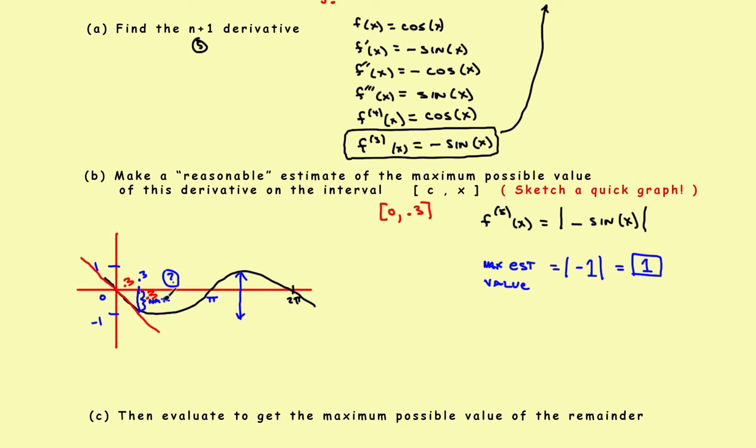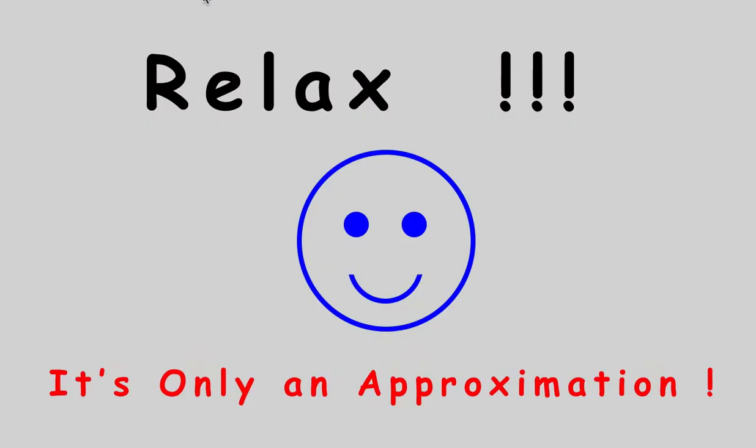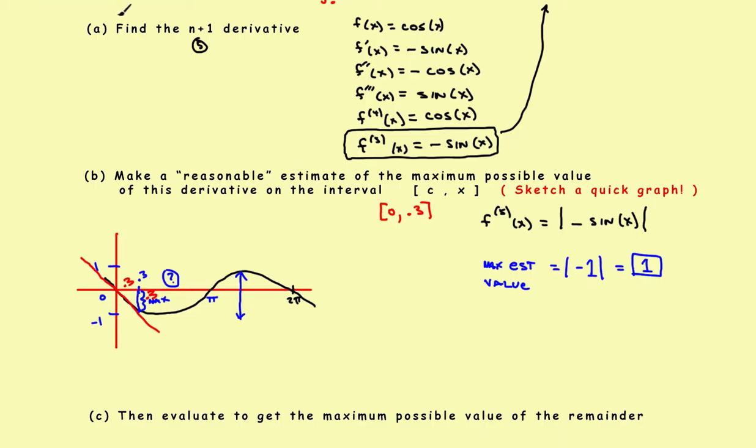So again, I would emphasize, when you're doing this step, all you need is a reasonable estimate of the maximum possible value. And I'll emphasize again, don't worry too much about it. Relax. It's only an approximation. So you can be a lot looser on your approximation than what you maybe have done in the past. So we're just going to go with a 1 here. Okay, so with all that, now let's go down to the next step.